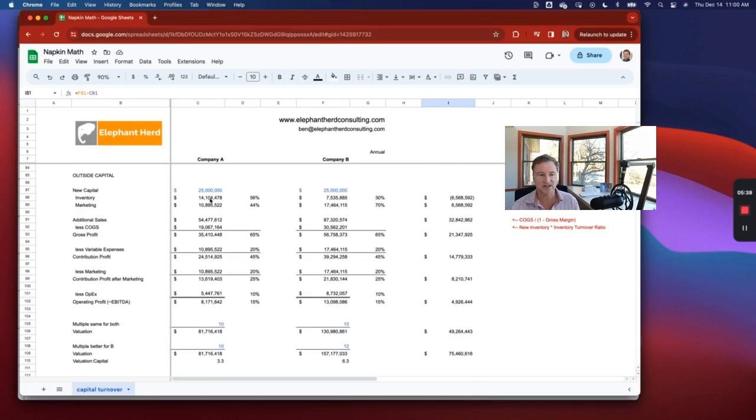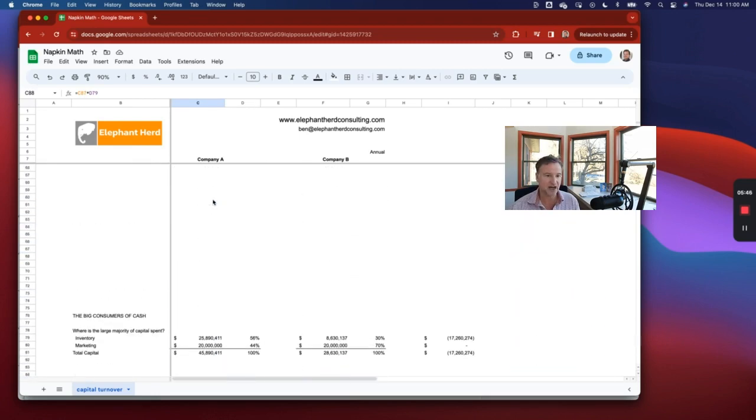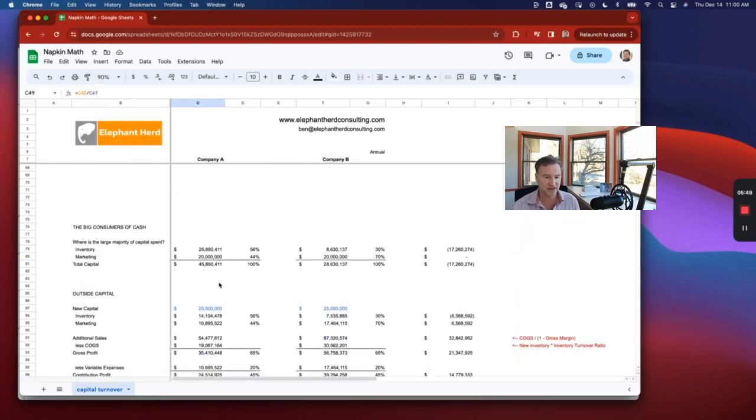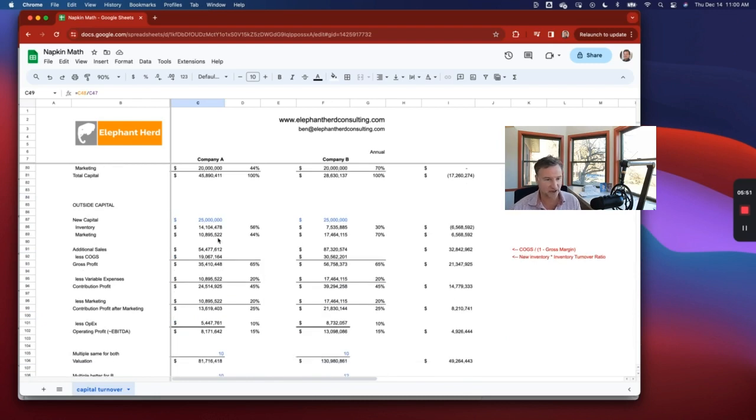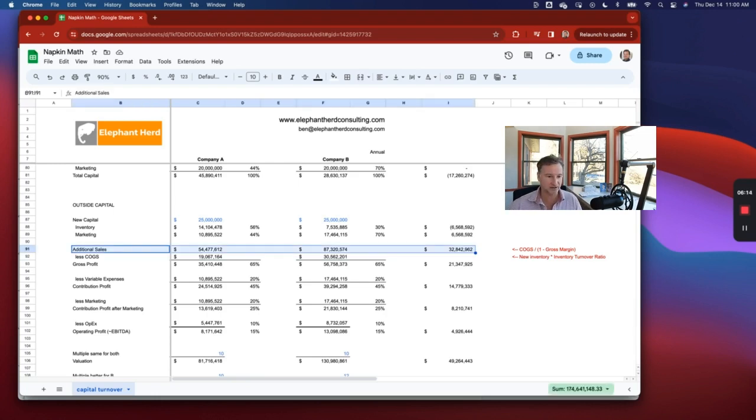Well, we know that because of the inventory turnover ratio, we basically take 14.1 and multiply it by 1.4, right? And that gets us to our new COGS number of $19 million. Whereas in B's case, we take 7.5 and multiply it by 4.1, and we get to COGS of almost $31 million. We gross that up: COGS divided by 1 minus the gross margin. We get to the additional sales number. So in this case, B is able to generate almost $33 million more of additional sales.